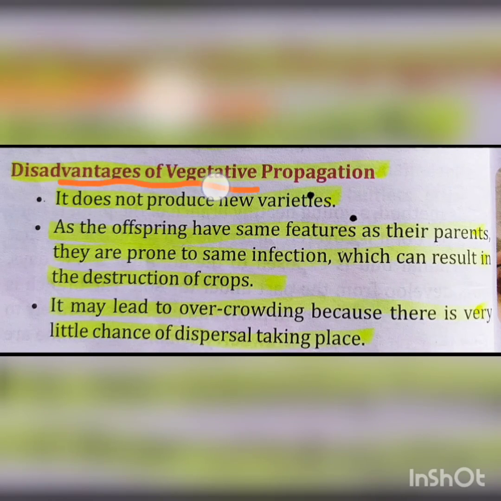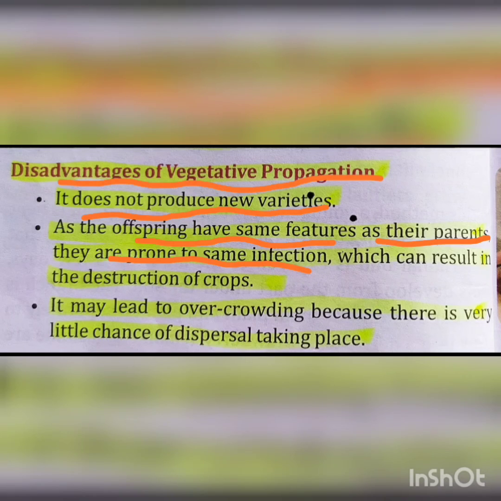Disadvantages of vegetative propagation. Vegetative propagation does not produce new varieties. As the offspring have the same features as their parents, they are prone to the same infection, which can result in the destruction of crops. It may lead to overcrowding because there is very little chance of dispersal taking place.